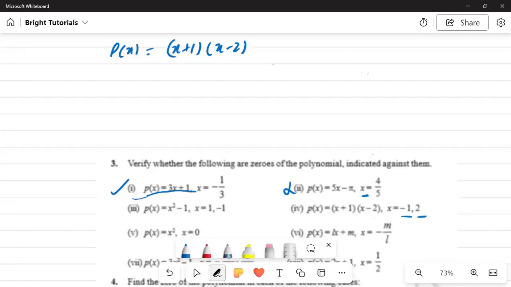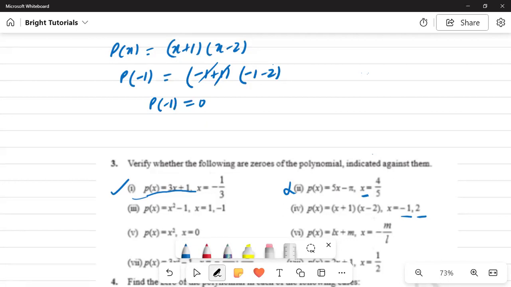So what we will do here, we will put x equal to minus 1 and find out whether it is equal to 0 or not. Minus 1 plus 1 and minus 1 minus 2. We see minus 1 plus 1 will be cancelled out. Whenever 0 is multiplied by any term, the value of p(minus 1) is equal to 0. Since the value of p(minus 1) is equal to 0, therefore x equal to minus 1 is the 0 of this polynomial.